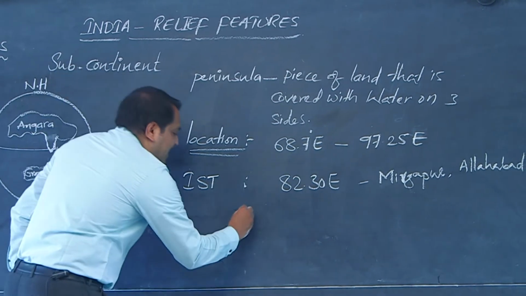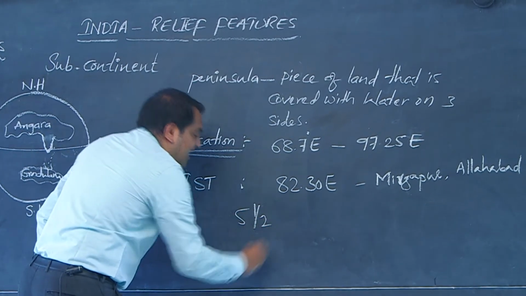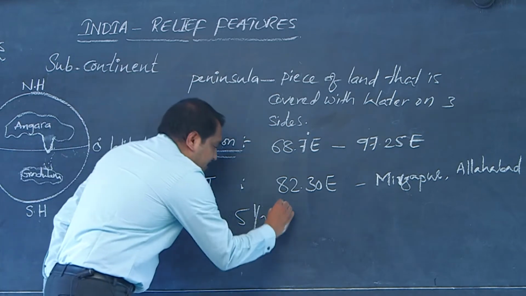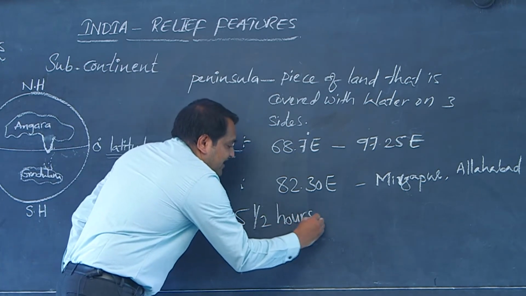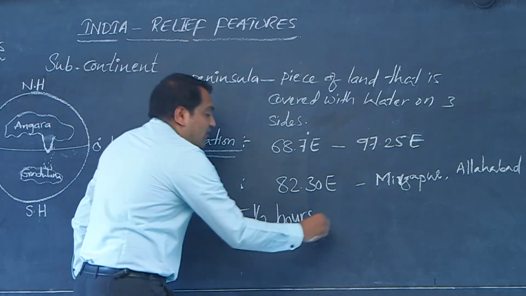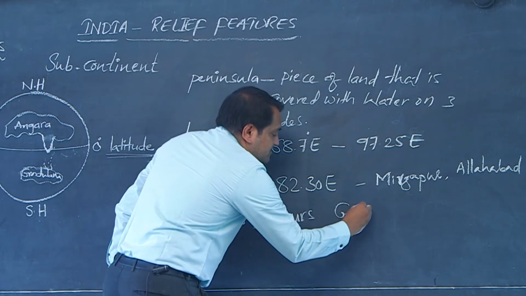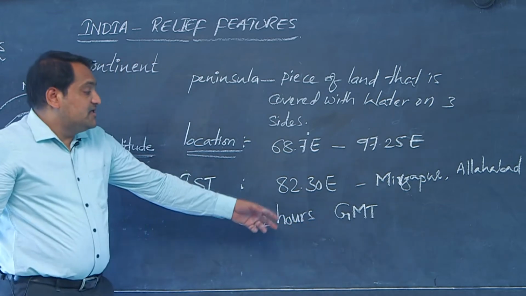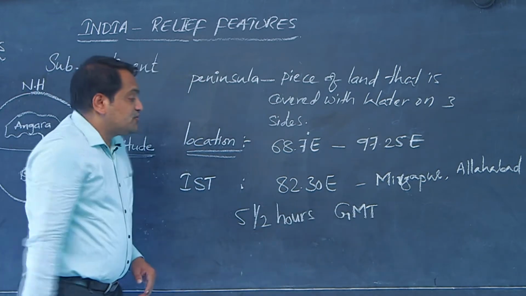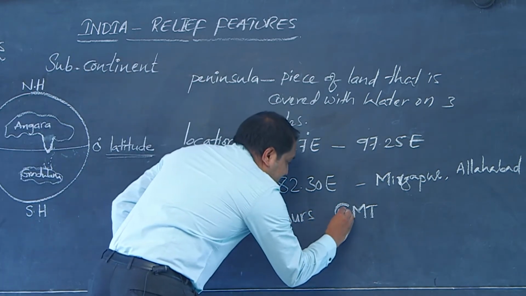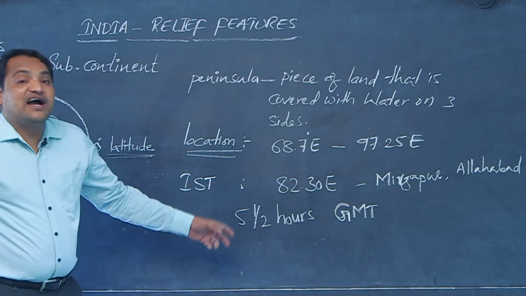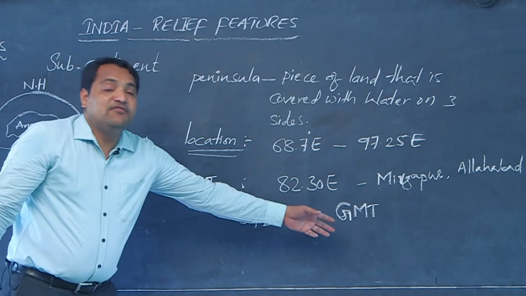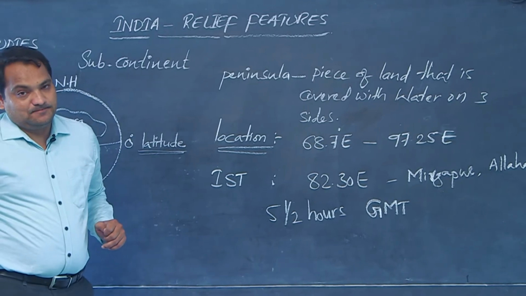Indian Standard Time is 5.5 hours ahead of Greenwich Mean Time. This is World Standard Time, Greenwich Mean Time. So, Indian time is 5.5 hours ahead of Greenwich Mean Time.